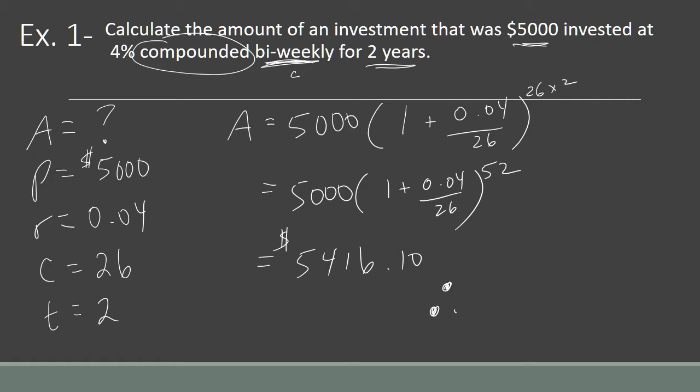On a word problem, therefore, blah, blah, blah. And don't forget, like last lesson, I could ask you how much of that was interest. Subtract your initial amount that you put up, your own money, $5,000. So in this instance, you earned $416.10 in interest.